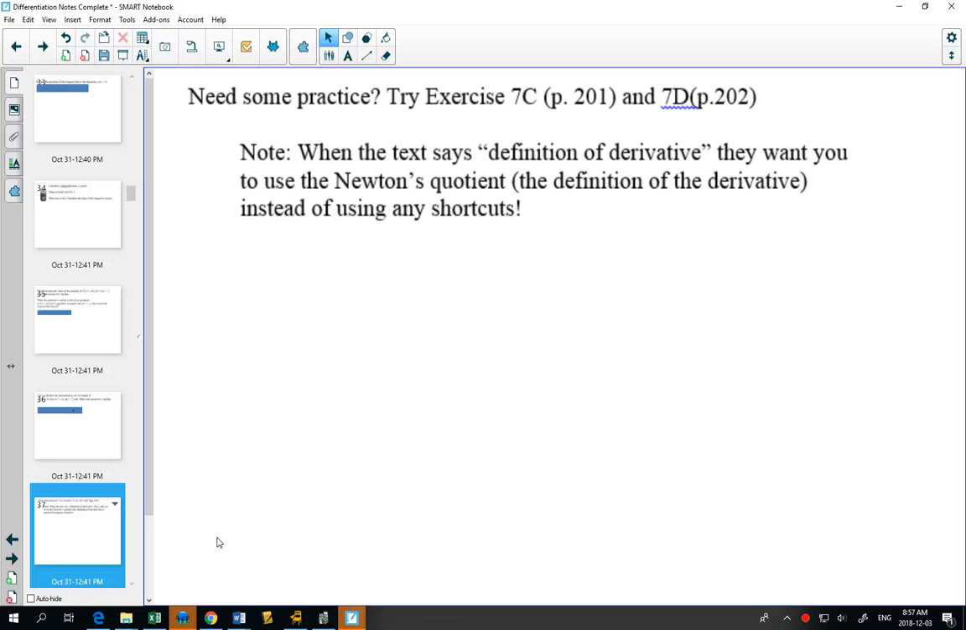So this is where you can practice some more. Whenever it says definition of the derivative, that's the Newton's quotient, another name for the definition of the derivative. You're not supposed to use any shortcuts.